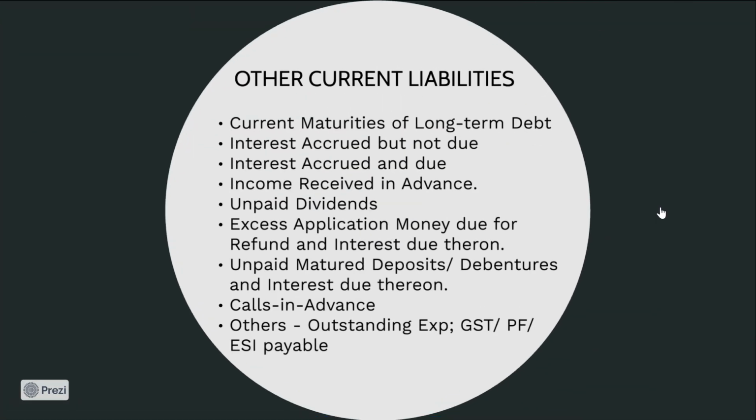Under other current liabilities, we have current maturities of long-term debt, interest accrued but not due, interest accrued and due, income received in advance, unpaid dividends, excess application money due for refund and interest due thereon, unpaid matured deposits and interest due thereon, and also unpaid matured debentures and interest due thereon, calls in advance, and other current liabilities include outstanding expenses, GST payable, Provident Fund payable, or even ESI payable.